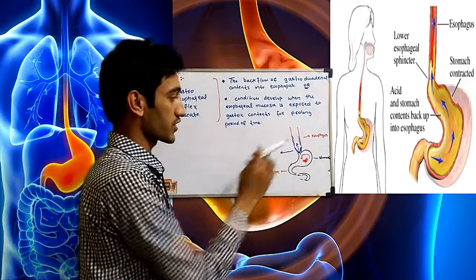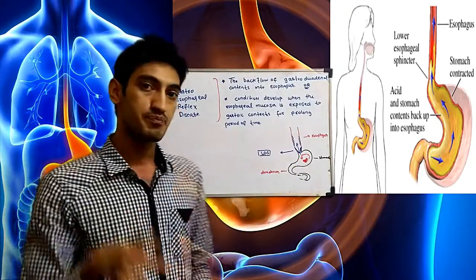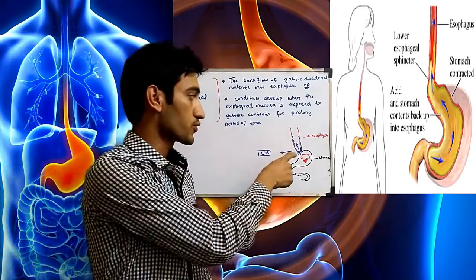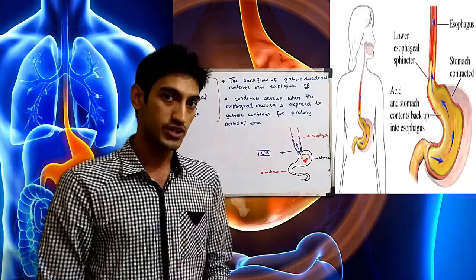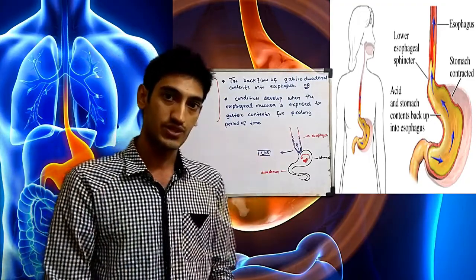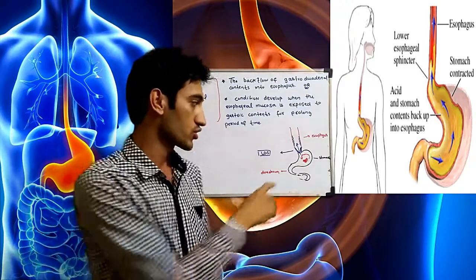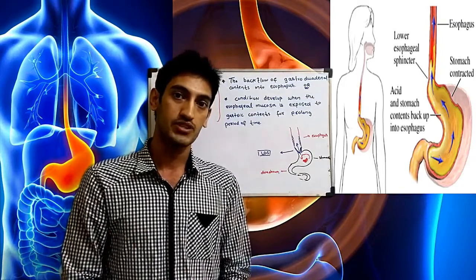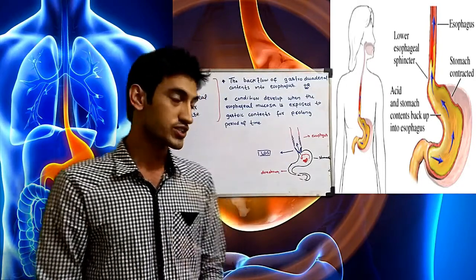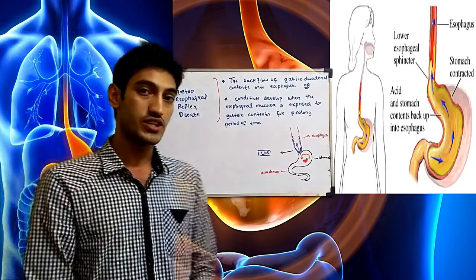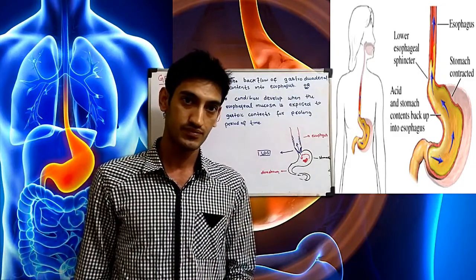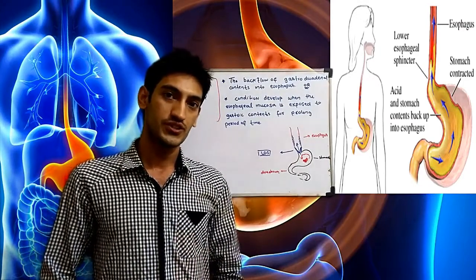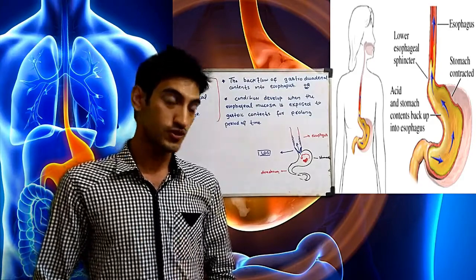Just simply remember that the lower esophageal sphincter prevents the backflow of stomach and duodenal contents to the esophagus. Whenever there is a problem in the lower esophageal sphincter or whenever it relaxes, the contents of stomach and duodenum can flow back to the esophagus and damage the esophageal mucosa. In that condition, we call it gastroesophageal reflux disease. So after definition, now we will talk about the pathophysiology.